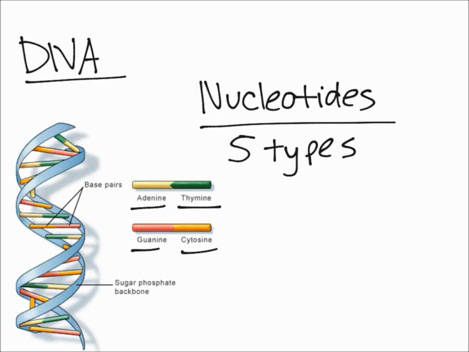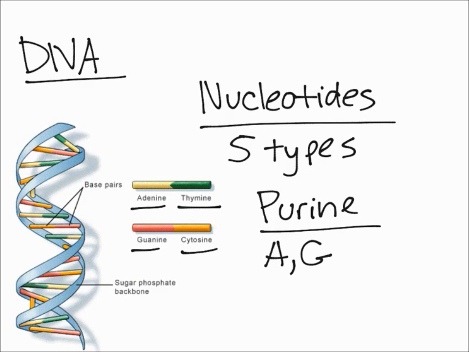One not listed here because it's not in DNA is uracil, and that's in RNA, but we won't talk about that, so I'll just erase that. So we're going to talk about adenine, thymine, guanine, and cytosine. So purine bases, purines are adenine, which I'm going to abbreviate as A, and guanine, which I'm going to abbreviate as G.